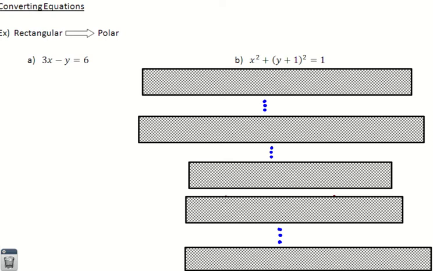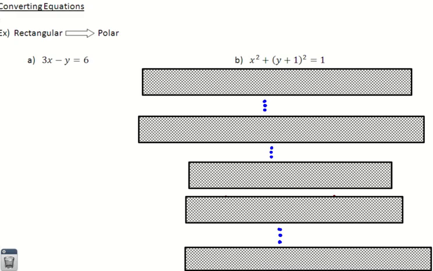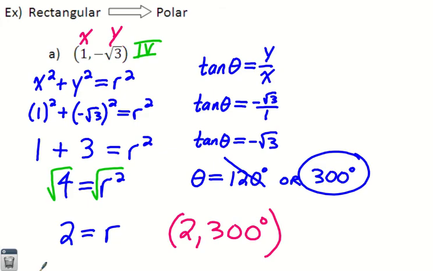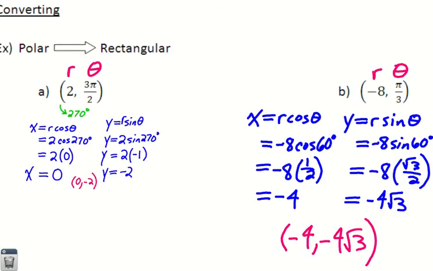And I guess that was the only example there, huh? Well, moving on regardless, now we're getting a little more heavy, I suppose. Now we're converting equations, not just coordinates, but equations. Well, the good news is we're still going to use the same stuff in order to convert either x's and y's to r's and thetas or vice versa.